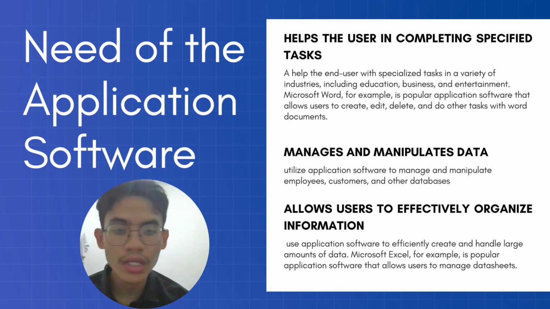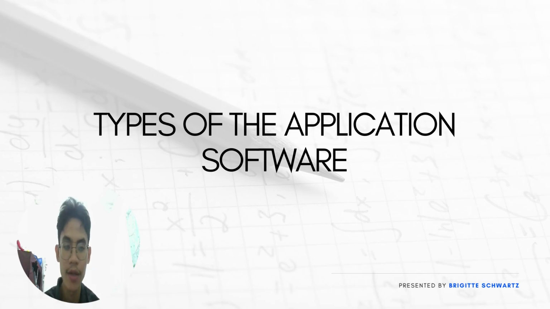Lastly, it also allows users to effectively organize information. Individual users can use application software to efficiently create and handle large amounts of data. For example, Microsoft Excel is a popular application software that allows users to manage data sheets. The types of the application software.